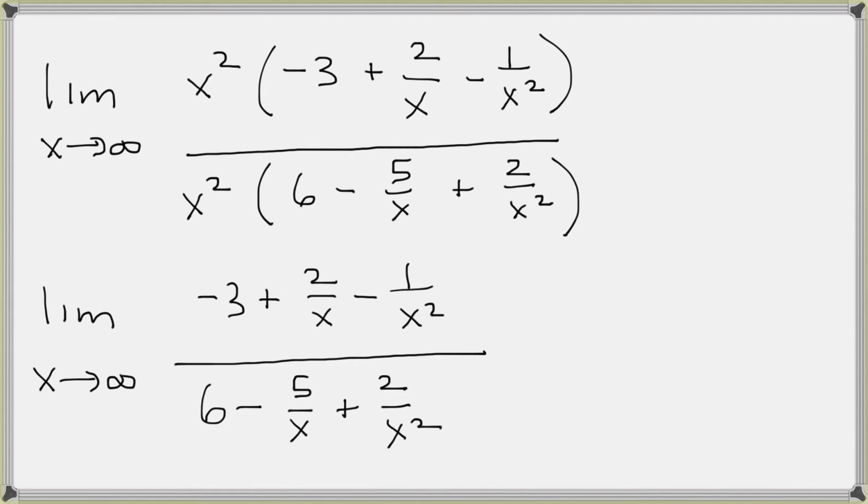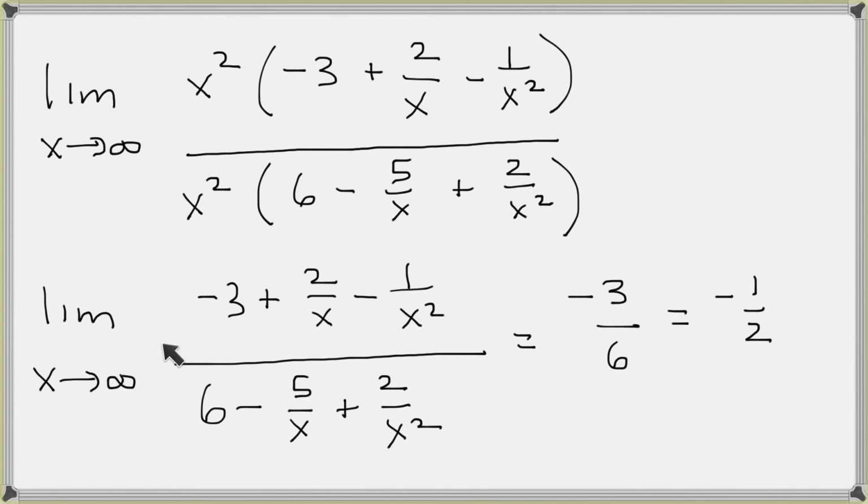And so what you wind up with is on top you'll just have a negative 3, because these all go to 0. Here you'll have just a 6, because all of those go to 0, and then reduce that down to negative 1/2. And so the limit as x goes to infinity of the function was negative 1/2, and the work is exactly the same as for x goes to negative infinity.